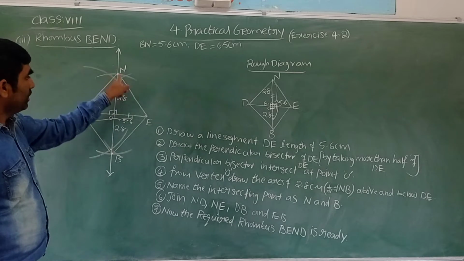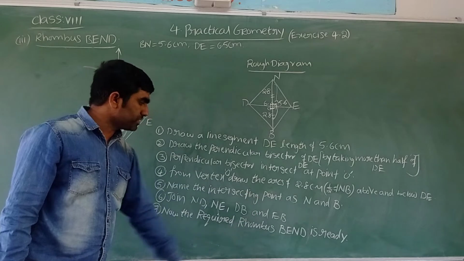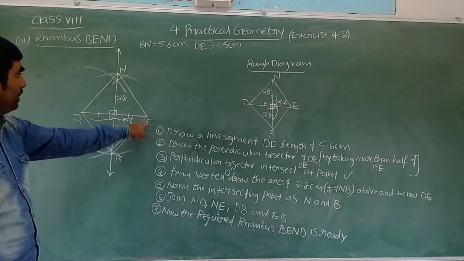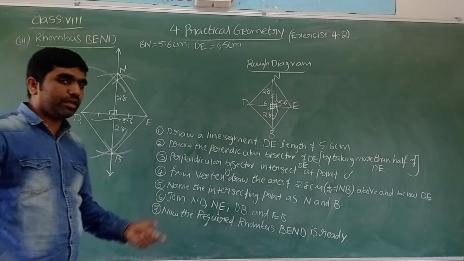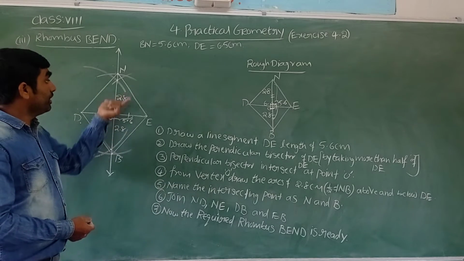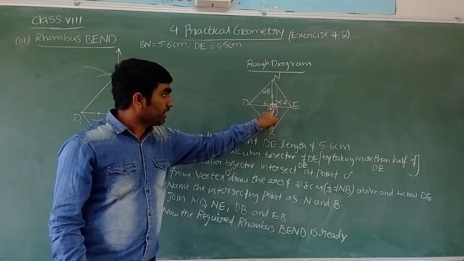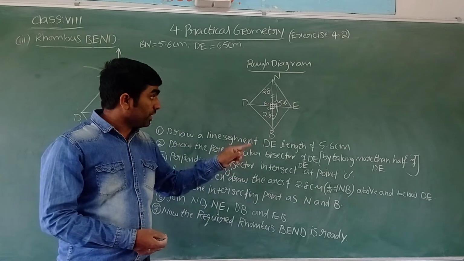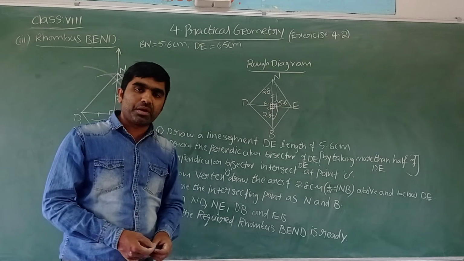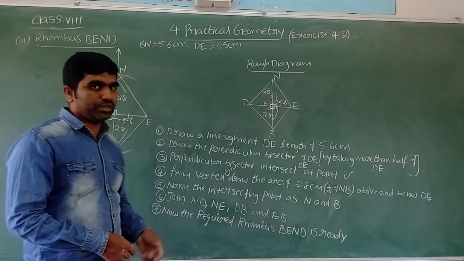Join ND, NE, DB and BE. Now the required rhombus is DNEB. The rhombus is ready. So this is the construction of a rhombus when we know the length of two diagonals. Here the important key point is that in a rhombus, diagonals perpendicularly bisect each other. If you know this condition, it will be easy.